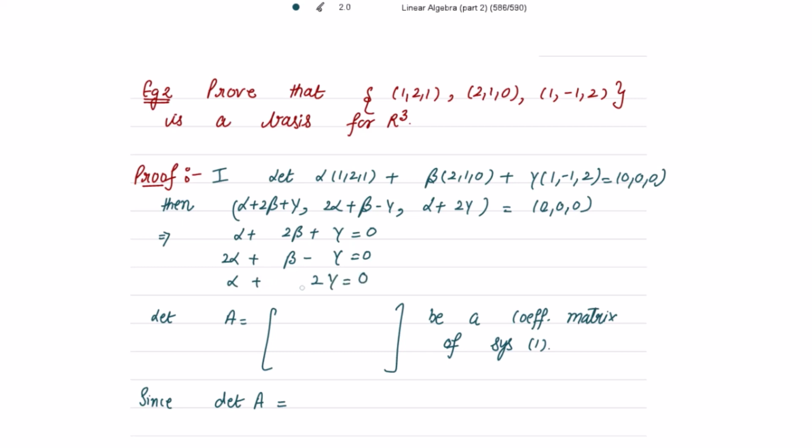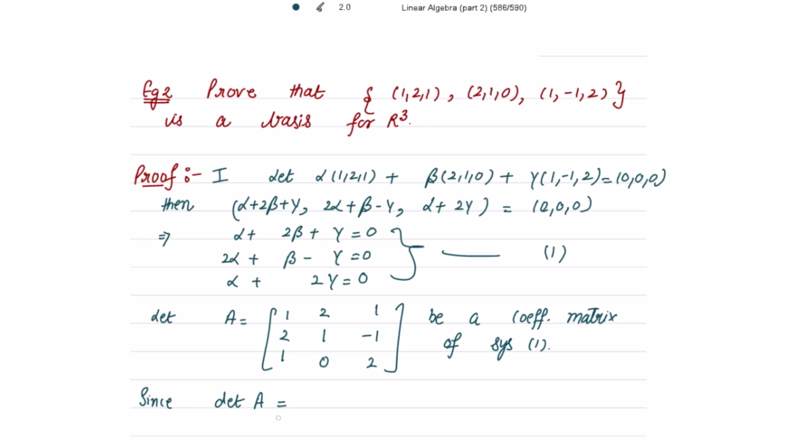You can either solve the values for alpha, beta, gamma from these three equations, or you can use another method. So I always try to use this method, the determinant of the coefficient matrix, which is the easier one. So mark this as 1. So let A be the coefficient matrix for this system of homogeneous equations, and the matrix is 1, 2, 1. For the second column it is 2, 1. Just write the coefficients of beta for the second column. Just write the coefficients of gamma for the third column.